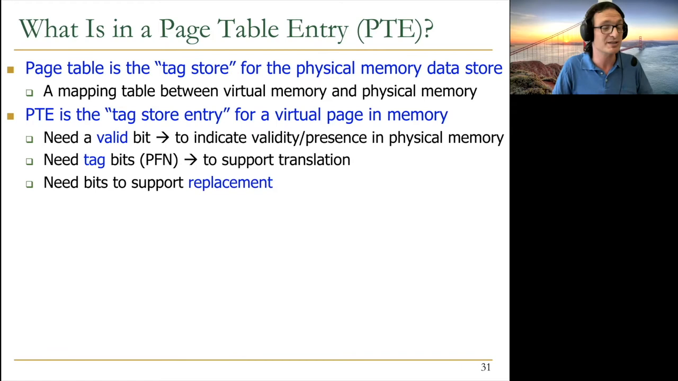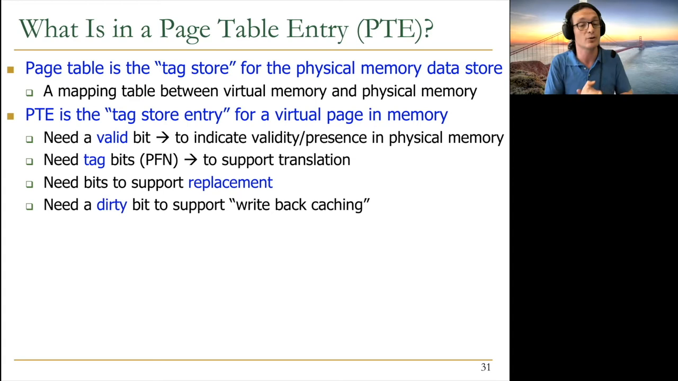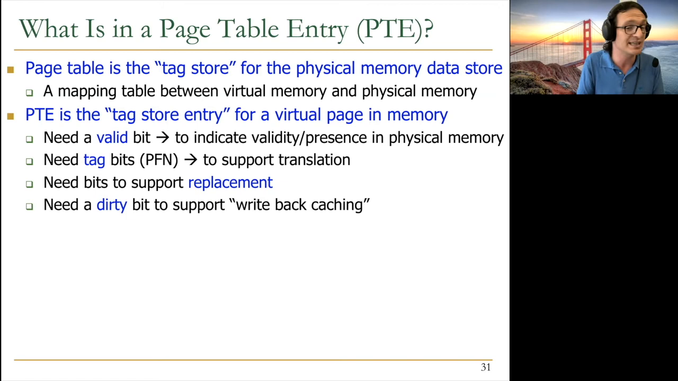You need to have a dirty bit to support write-back caching, because in physical memory, when you write to a physical memory location and that page needs to get evicted, what do you do with that updated data? Usually we have a write-back physical memory, meaning you don't expose all of the writes that you do to physical memory to the disk, right? That is unreasonable because it's too slow. So you need to have support for writing back.